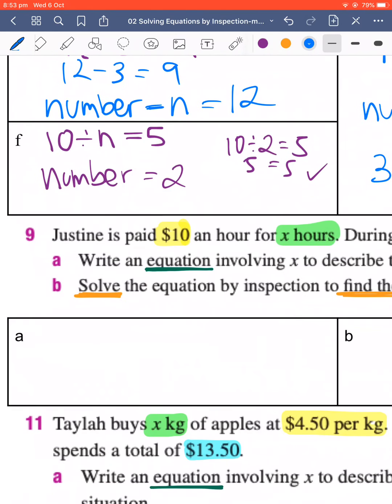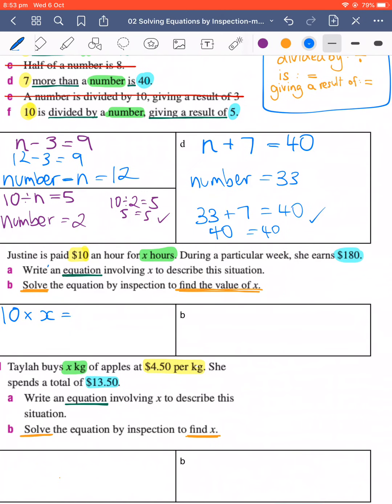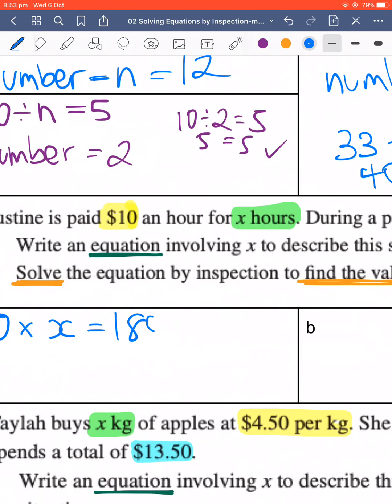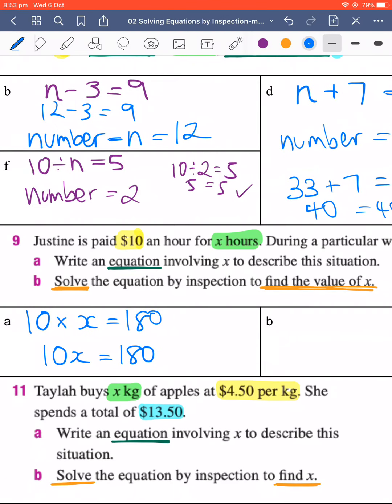So I've got $10 per hour. On this week, she earned 180. So I have my equation there. Let's make it a little bit neater. So 10 times x equals 180. Now we need to actually solve it. We need to find the value of our x for letter B for question 9. So I need to find out what my value for x is here.